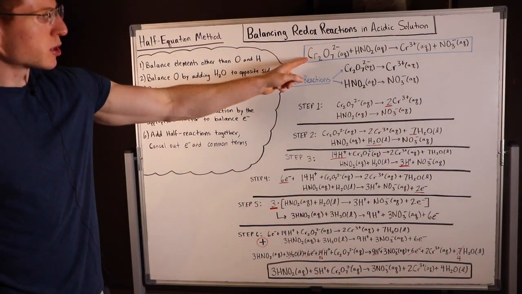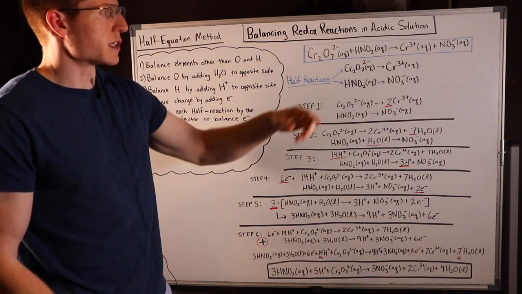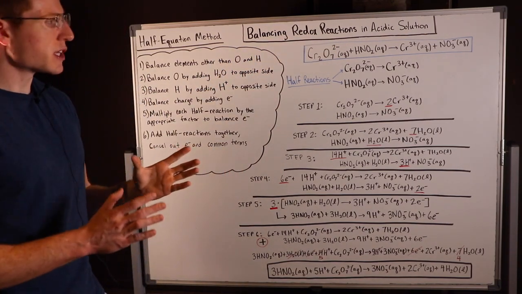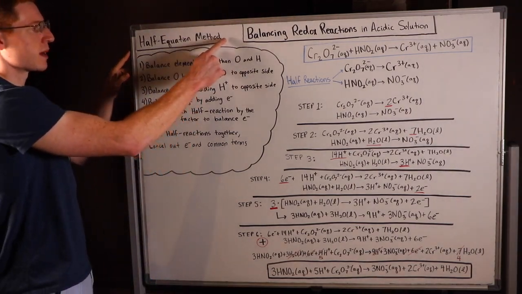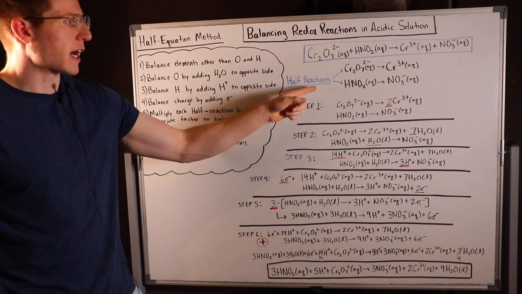So I've boxed up in blue a typical redox reaction which you may be asked to balance in an acidic solution. The first step in order to utilize this half equation method is really to split up this overall redox reaction into its half reactions.